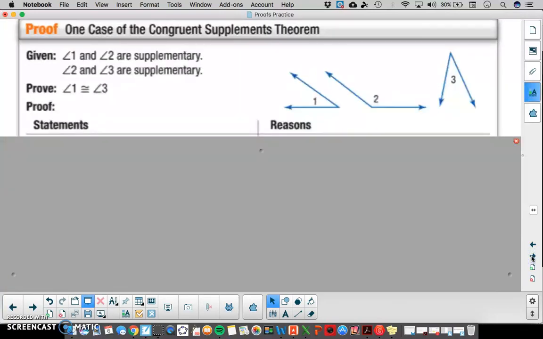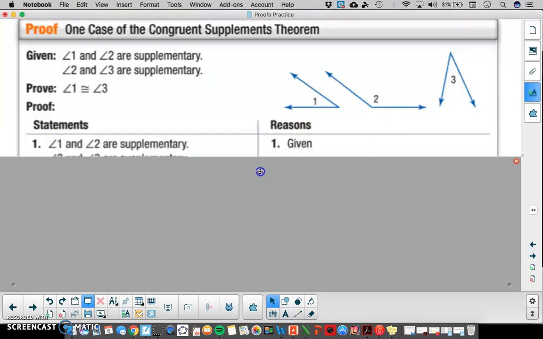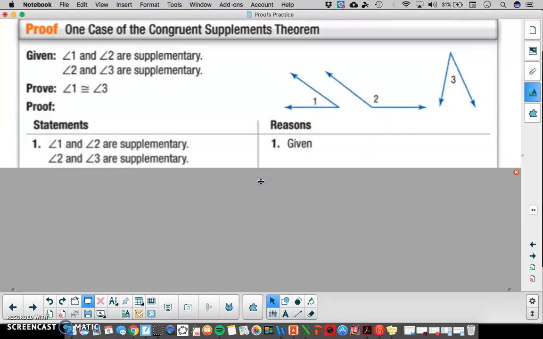Now we're going to look at a proof that actually uses the congruent supplements theorem. We know 1 and 2 are supplementary and 2 and 3 are supplementary. We're going to prove that 1 and 3 are congruent. So we have our statements column and our reasons column. We always start out with our given information. So we are given that 1 and 2 are supplementary and 2 and 3 are supplementary.